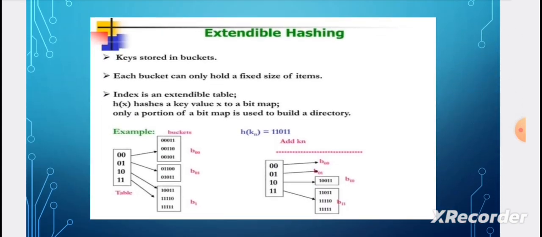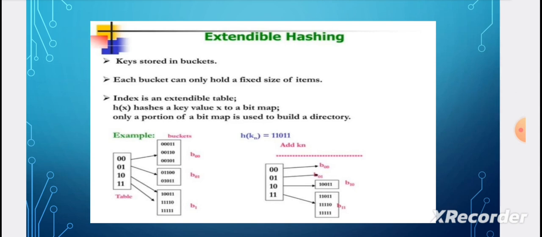Extendable hashing. Keys are stored in the buckets, and each bucket can easily hold a fixed size of items in an extendable table. H of x hashes a key value x to a bitmap. Only a portion of the bitmap is used to build a directory. So here is an example which represents extendable hashing. H of k with n value will have 11011. You can here add a new key or delete a key in the following table.